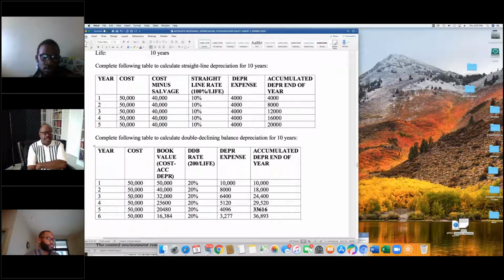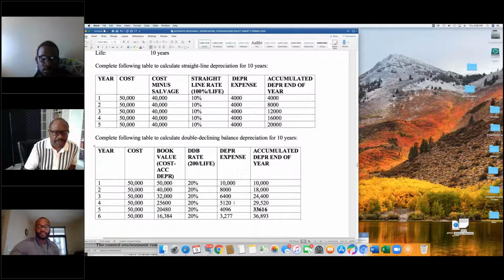When we get to the third year, it's going to be 50 minus the 18,000. So that gives us 32 times 20%, 6,400. We add the 6,400 to the 18,000 and we get 24,400. So we have the 24,400. Get ready to go to the fourth year. We subtract that from the 50,000 to get 25,600. We take 20%, it's 5,120. And so we just keep going through that process.